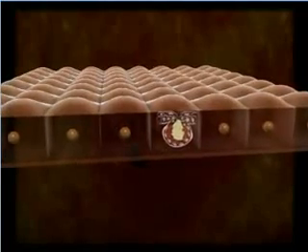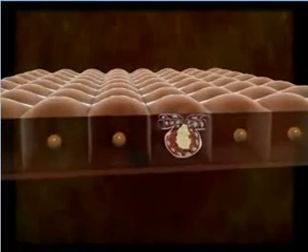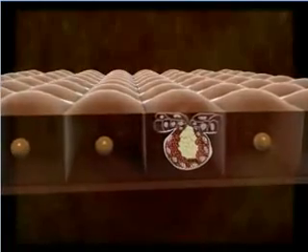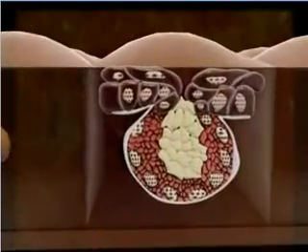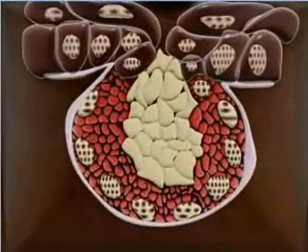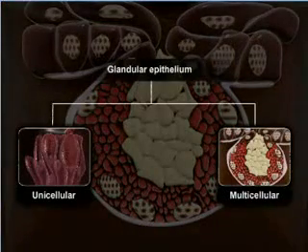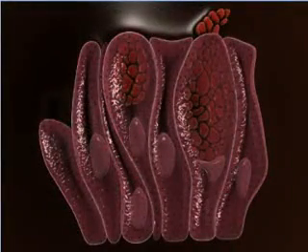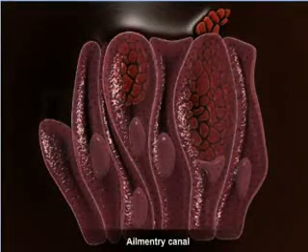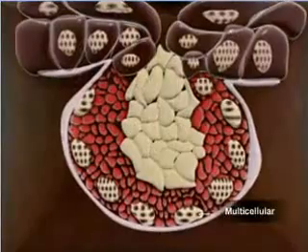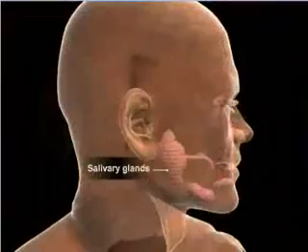In some cases, the cells of columnar and cuboidal epithelial cells become specialized for synthesizing and secreting biochemicals. In such cases, the epithelia are known as the glandular epithelia. Based on the number of cells involved, the glandular epithelium is of two types: unicellular, such as that in the alimentary canal, and multicellular, such as that in the salivary glands.